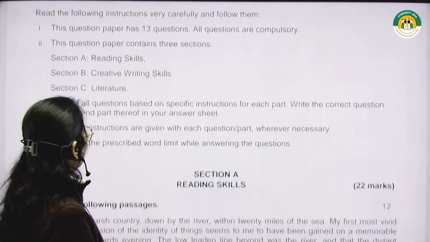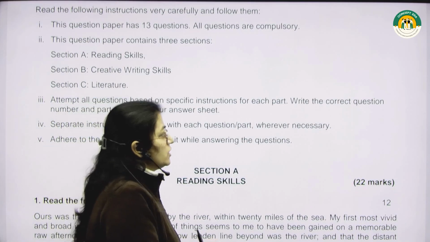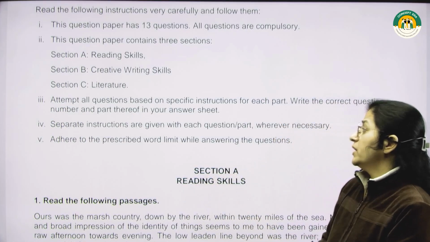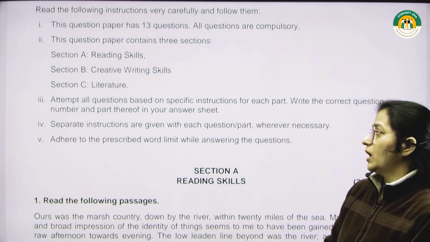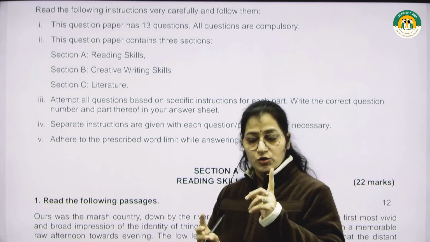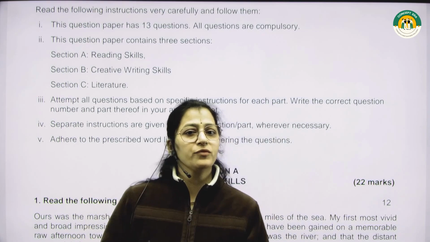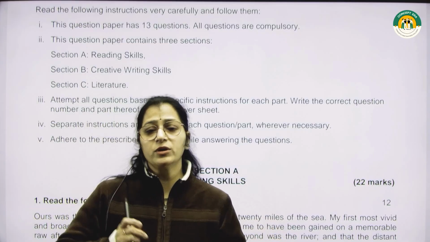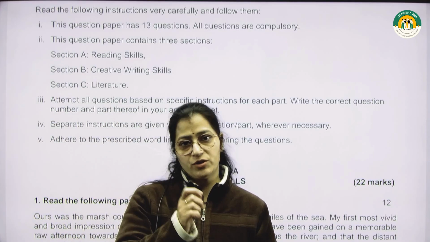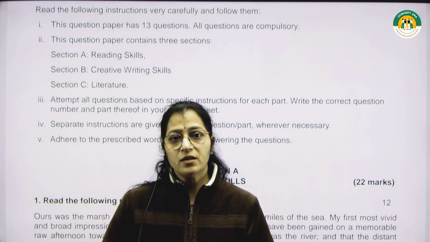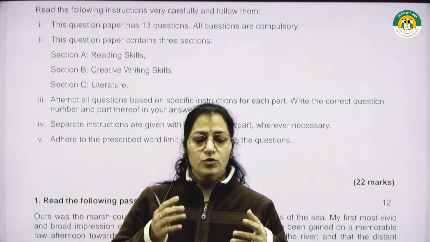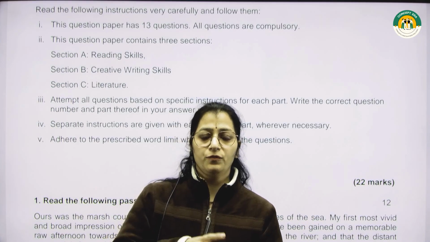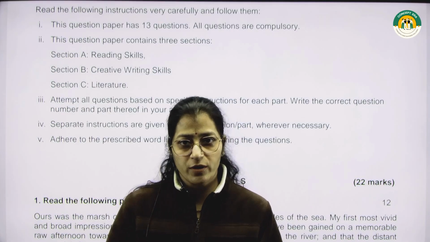Now attempt all the questions based on the specific instructions for each part. Write the correct question number and part thereof in your answer sheet. Don't jump randomly to any question in the paper. You may find a question easy or know its answer and start writing it into your answer sheet, but it won't help you. You should follow the number sequence given in the question paper and write the answers in the same sequence.